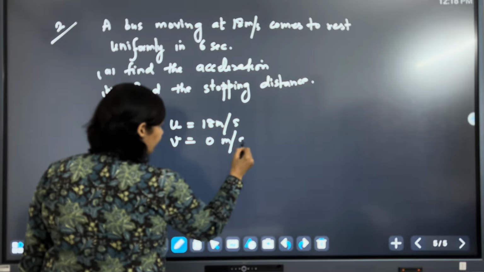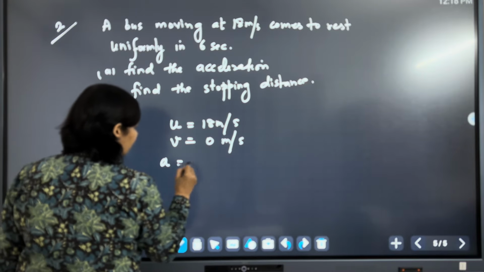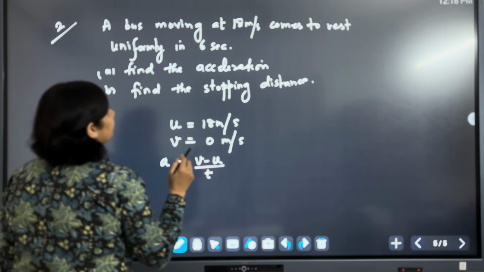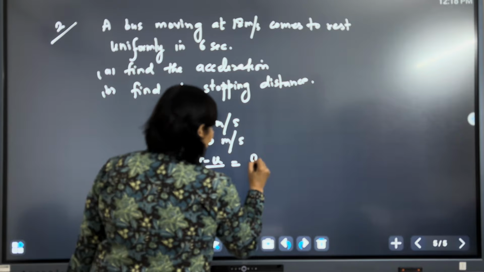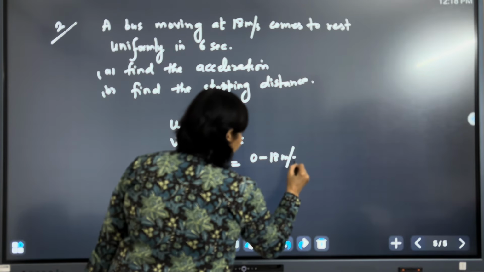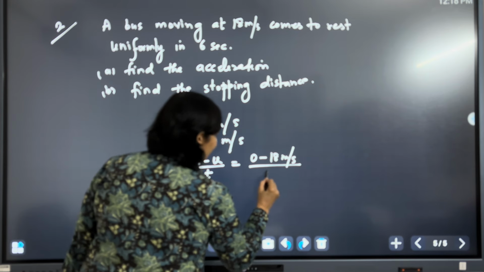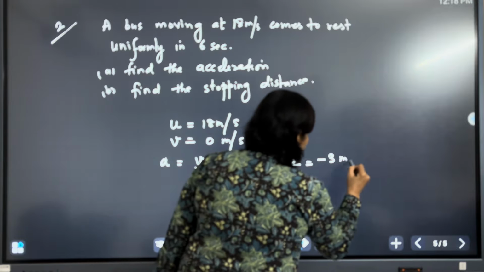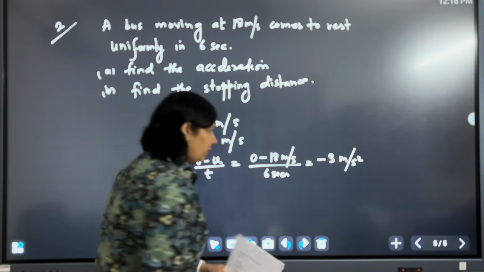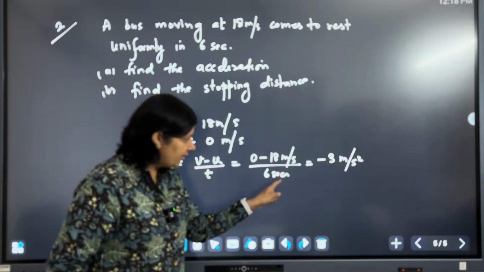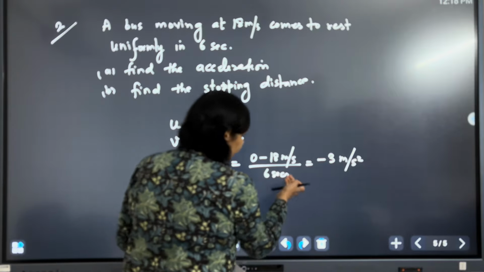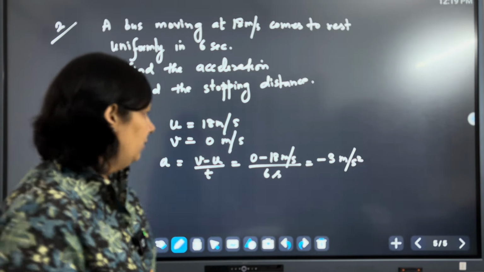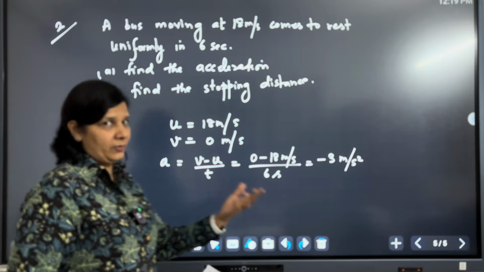So here u, the initial velocity of the bus, is 18 meter per second, and the final velocity of the bus is 0 meter per second. So how do I calculate the acceleration? v minus u over t, and this is minus 18 meter per second divided by 6 seconds. That will be minus 3 meter per second square. Okay, so you can see meter per second over second will become meter per second square, right? So you will get negative acceleration, that's what we expect.